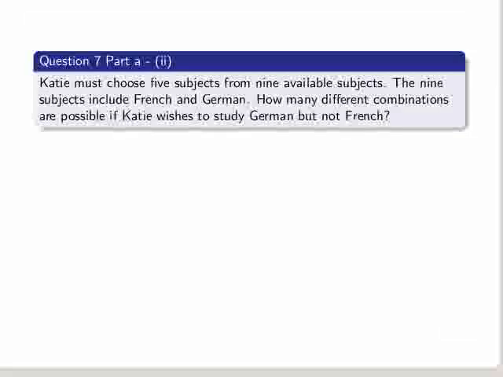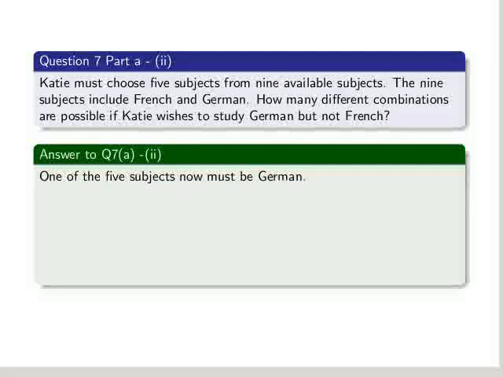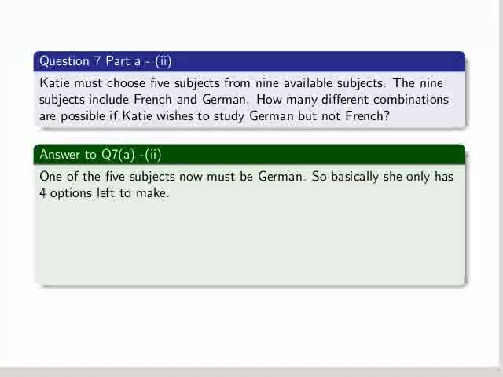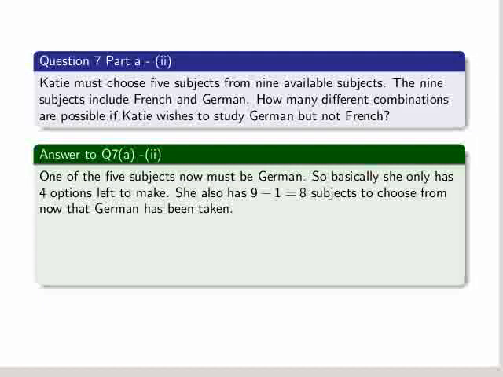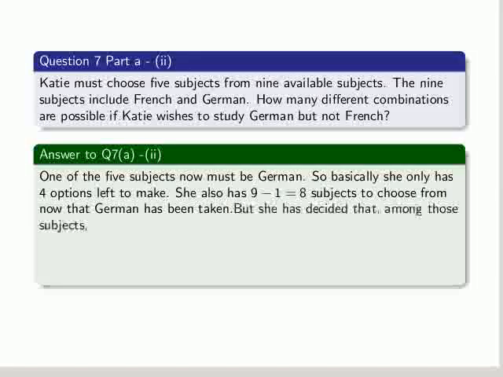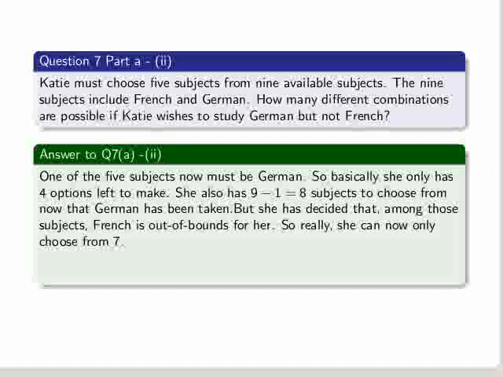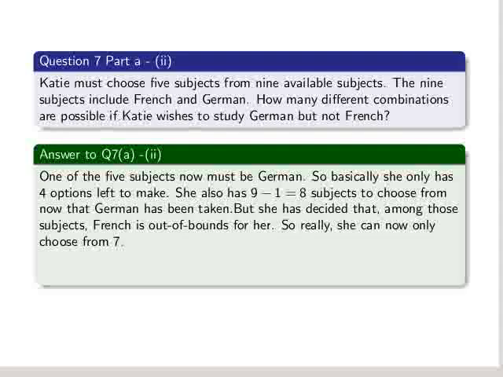Section 2. Katie must choose 5 subjects from 9 available as usual. How many different combinations are possible if Katie wishes to study German but not French? One of the 5 subjects now must be German, so basically she only has 4 options left to make. She also has 9 minus 1, 8 subjects to choose from, now that German has been taken. But she has decided that amongst those subjects, French is out of bounds for her. So really she now can only choose from 7.